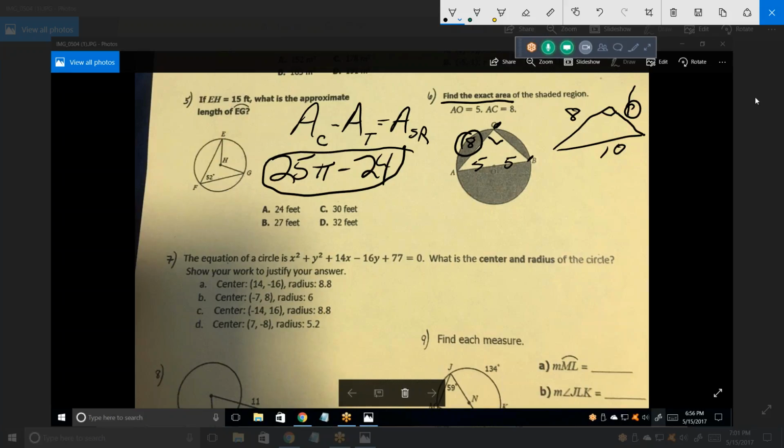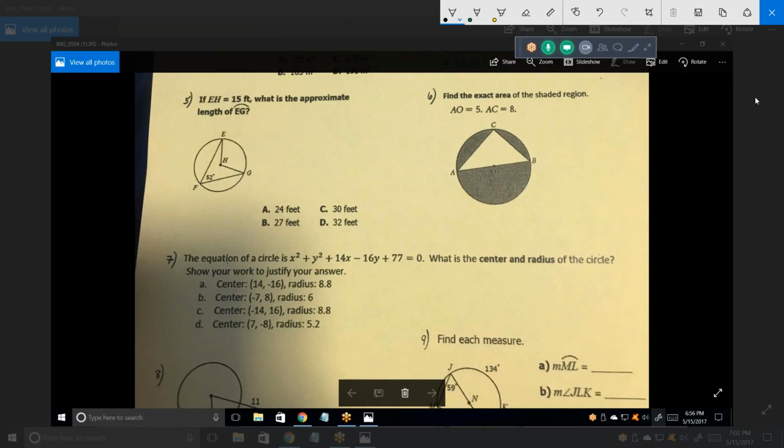Okay. And when they say give the exact, they mean leave it in terms of pi or square roots or whatever you have. You don't convert anything to decimal approximations. Yes, exactly. And in this case, you have to leave it 25 pi minus 24 because it's a combination of numbers that have pi in them and numbers that don't. That's the proper answer. If they had multiple choice, that would be one of the answers. Okay, cool. What else?